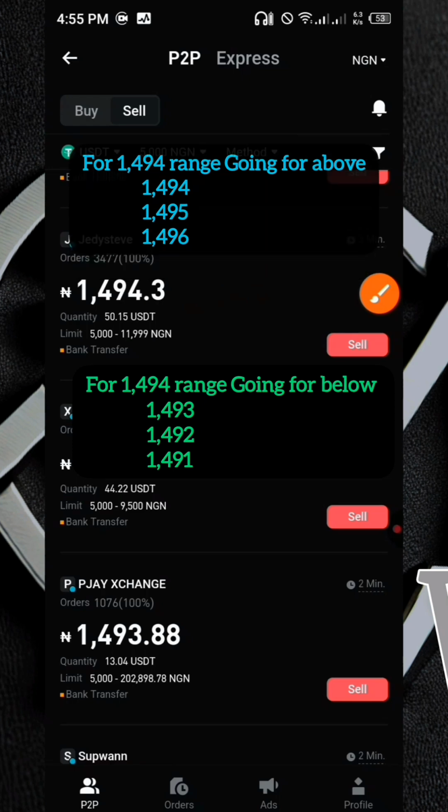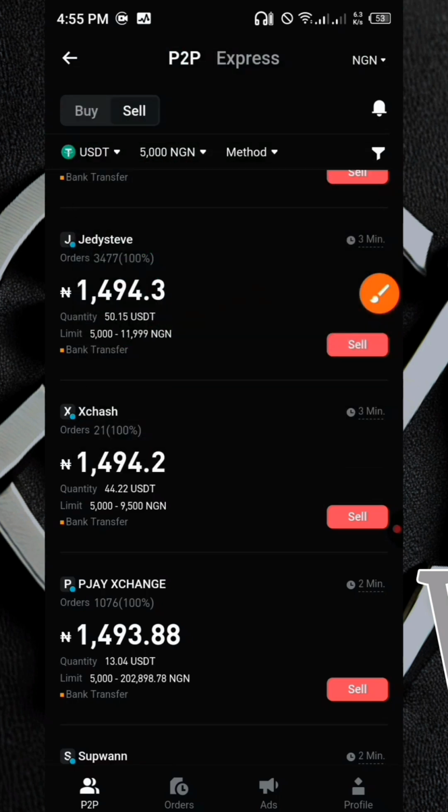That's what I mean. So guys, currently the first merchant on the market here is having his price at a price range of 1494. So if we want to go, I'll say we can go with a price of 1494.3. That's if you have a large amount of naira with you that you want to use to perform this.